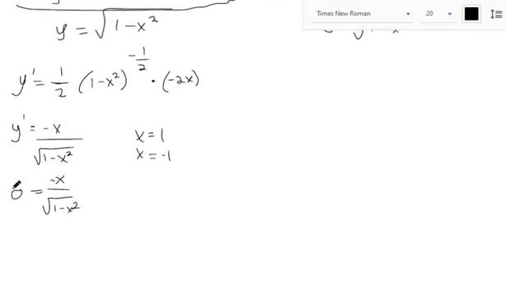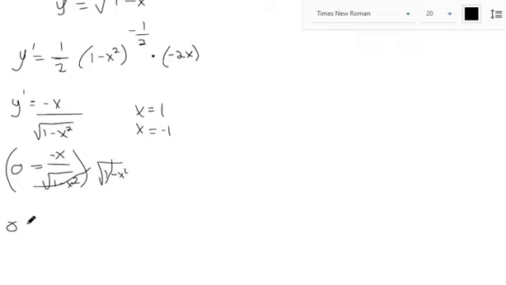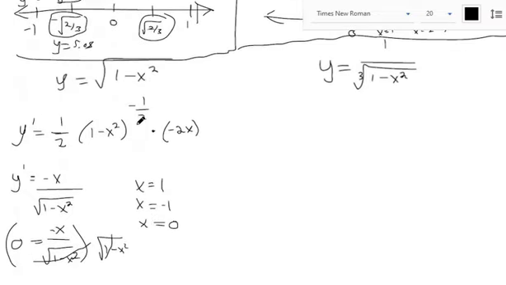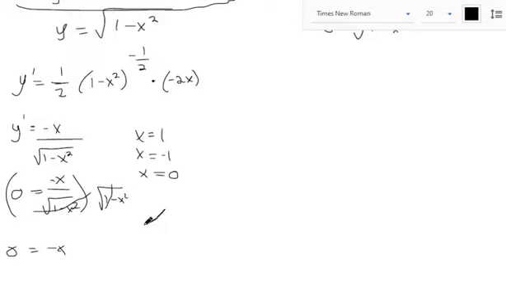To get x by itself, I want to multiply both sides by square root of 1 minus x squared. So it makes these cancel out. So I've got 0 equals -x. In other words, we have a third critical point to test, x equals 0. Okay, rough life. But for this one, we have 3 different critical points to test.